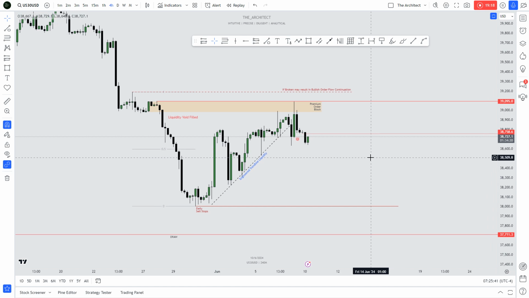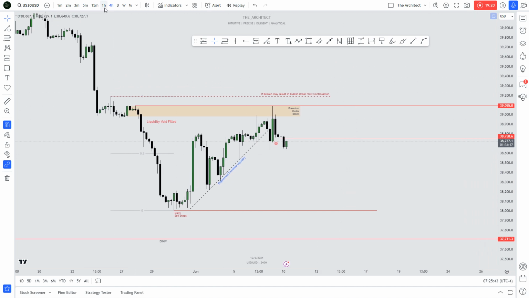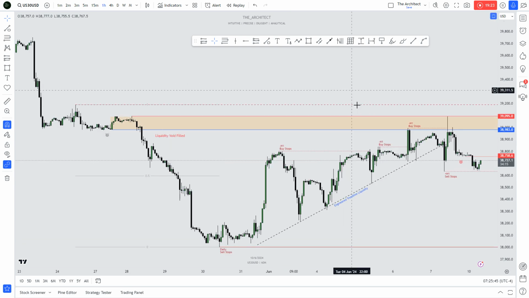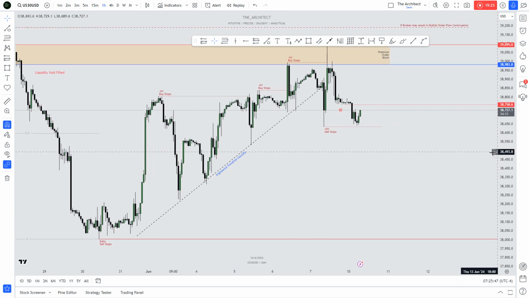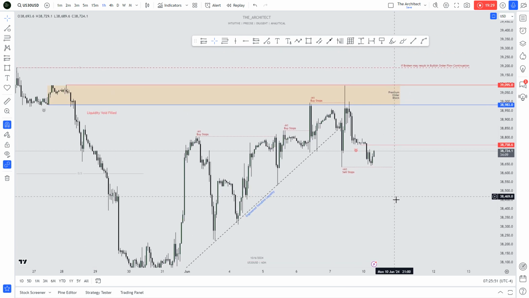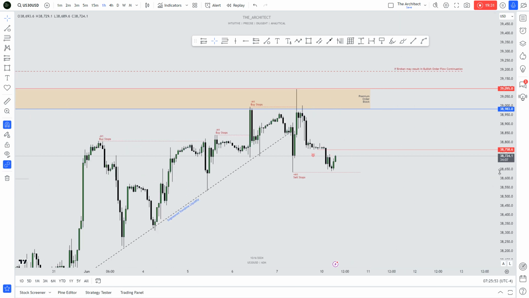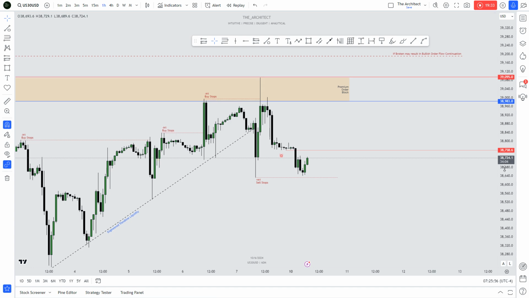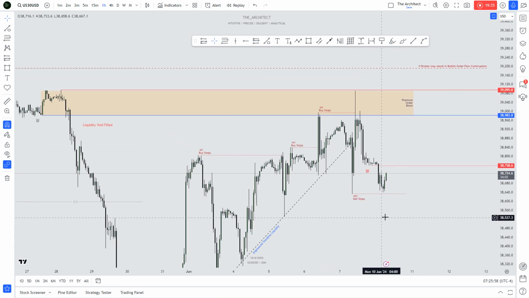Now, with that being said, we're going to be looking at US 30. We have an idea in terms of what we can anticipate in all of these assets throughout the week. We're looking for bearishness within the market. Now let's look into US 30 in terms of what we can anticipate in today's trading.